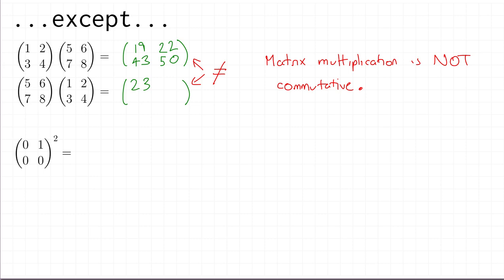We're going to look at the square of that matrix. So 0, 1, 0, 0 times 0, 1, 0, 0. If you work this out, you find you get 0, 0, 0, 0. So when you multiply two matrices together, the answer can sometimes be the 0 matrix, even when neither of the factors in that product were the 0 matrix. And this is related to the fact that not every matrix is invertible.